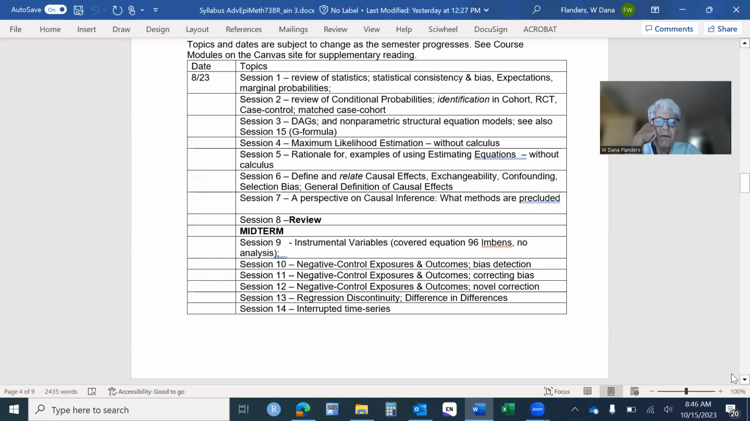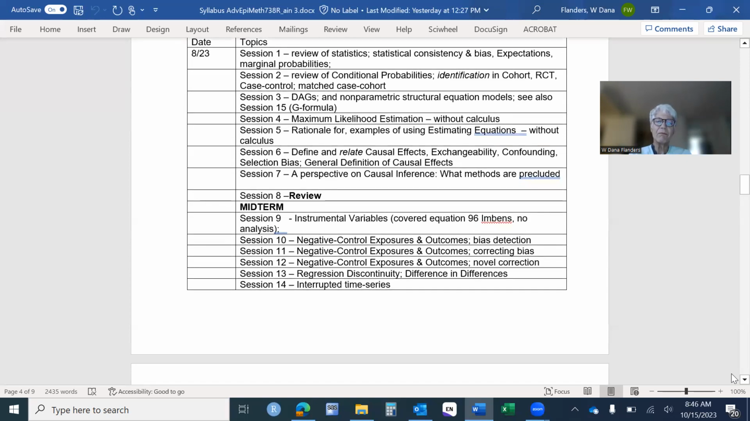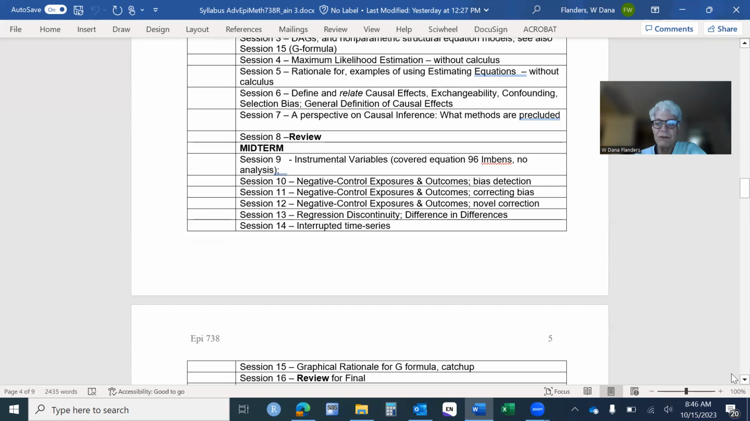So, session 7, a perspective on causal inference, what methods are precluded. That's an interesting session, I hope. We'll talk about a couple of papers that have come out maybe 4 or 5 years ago now that were quite critical of causal inference in some of the approaches. And I think it's worth touching on those papers because they did bring out some okay points. I'll be reserved in my endorsement of the papers, but they raised some controversial issues.